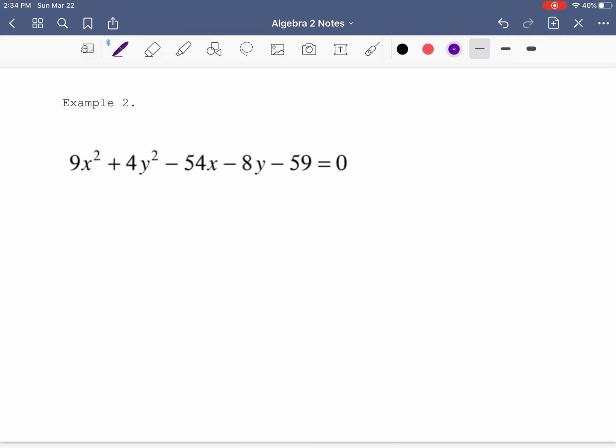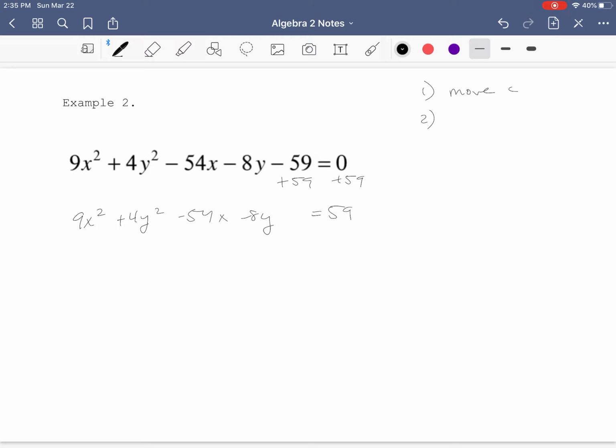All right. Now, example 2 requires a little bit more work, because if you notice, we don't just have x squared and y squared. We also have x's and y's, and we don't want to have multiple variables in our final equations. So this is going to require a couple different steps. Step 1 is still move c to the other side, just like we always have. So I'm going to add 59 over to the other side, and that's going to leave us with 9x squared, and then we'll have plus 4y squared minus 54x minus 8y equals 59.